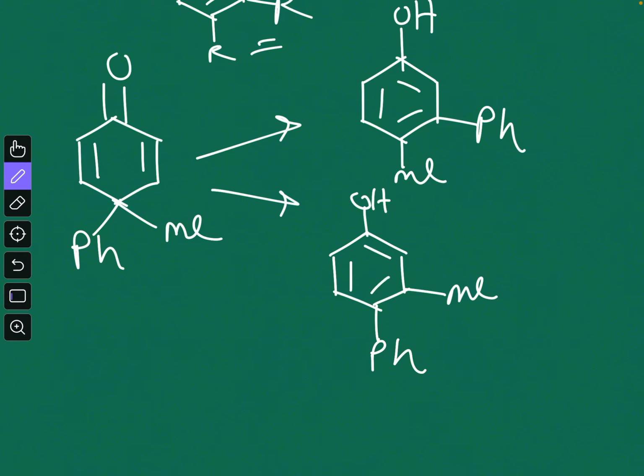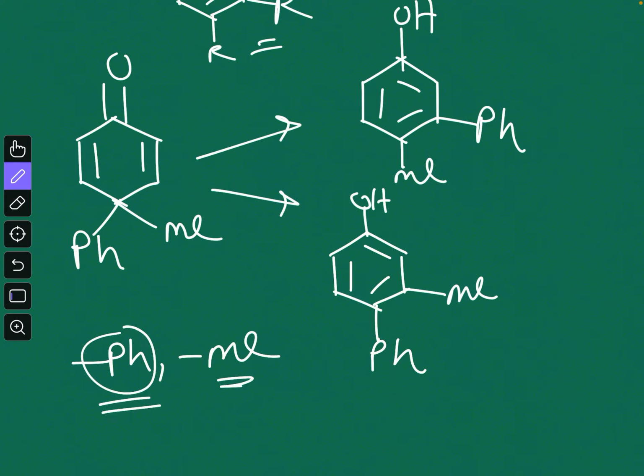Now the question is which will shift, the phenyl or the methyl, and that depends on the migratory aptitude of these two. If you know the migratory aptitude of phenyl and methyl, you know that when it comes to stabilizing a positive center, phenyl is better than methyl because phenyl has a pi electron cloud.